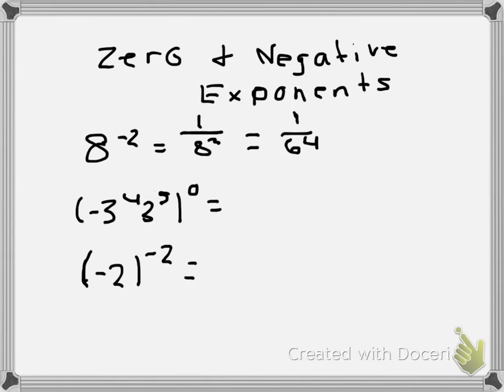When multiplying anything by the 0th power, everything becomes 1. So the answer would just be 1. For this one, it would be 1 over 2 to the -2, square the 2, 1 over 4.